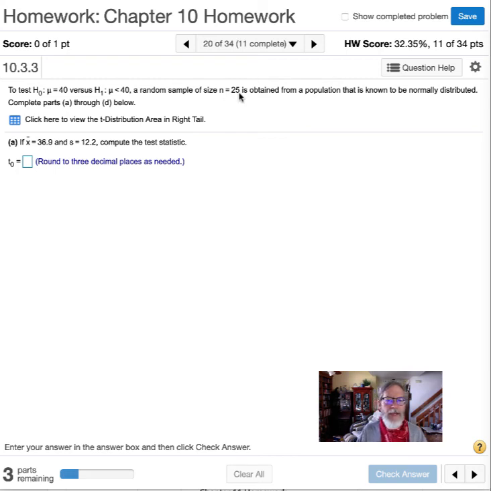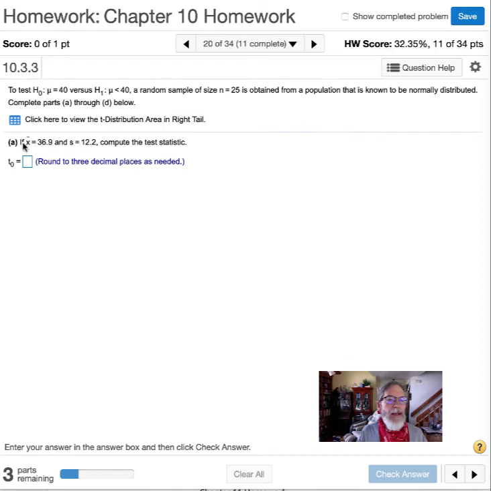We normally want it at least 30, except it says the sample is from a population that's known to be normally distributed. So that means we're good. N can be any size, and we can still run the test. We just have the old practicality that we want N to be large enough to work with.